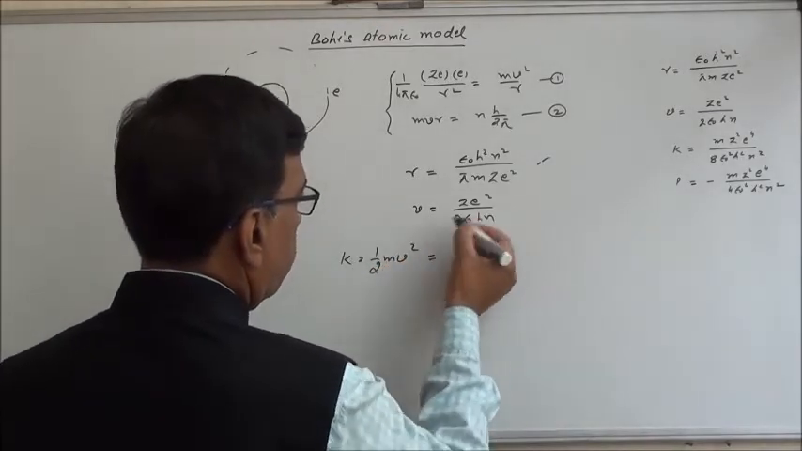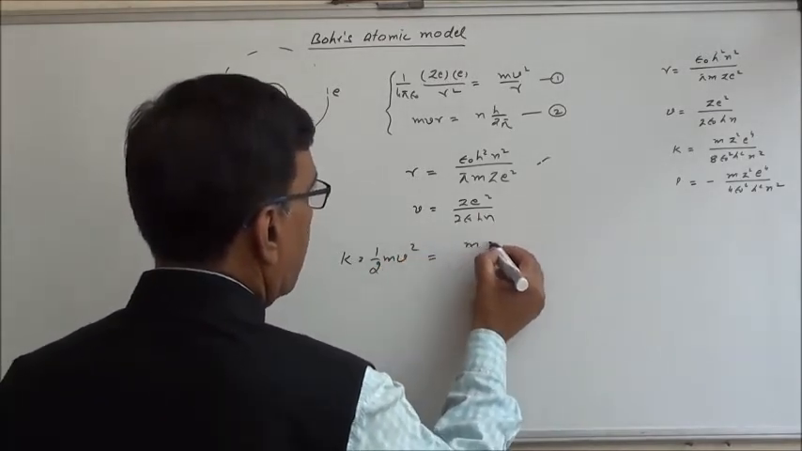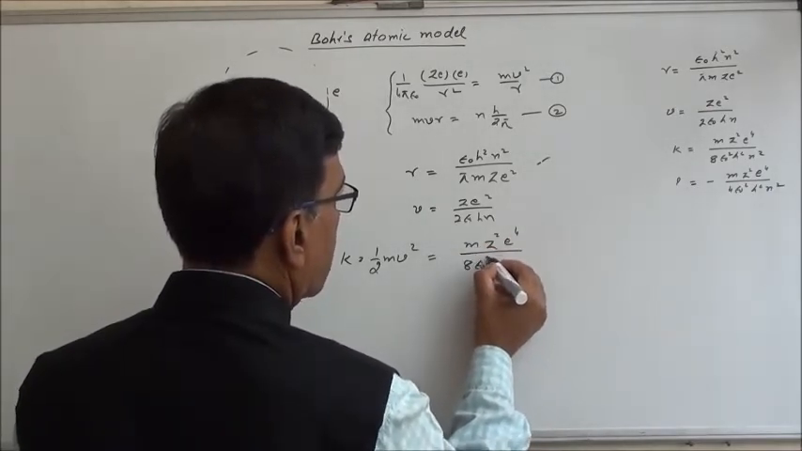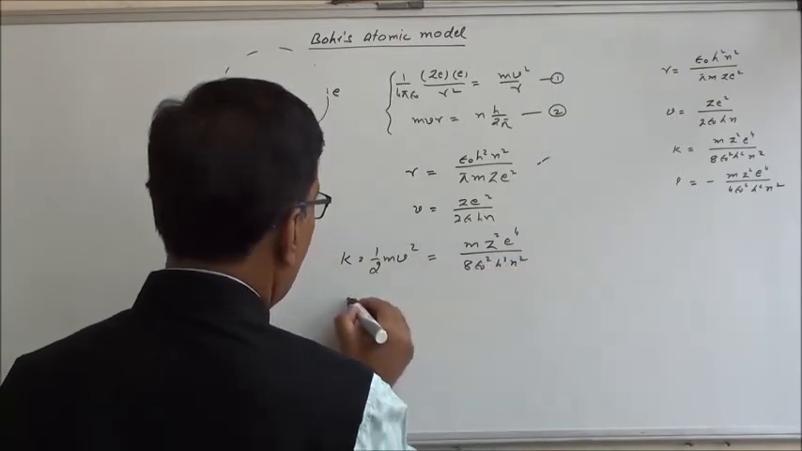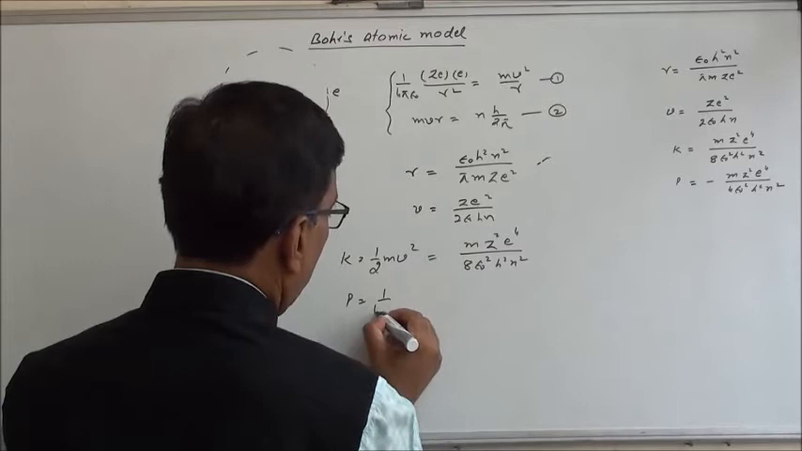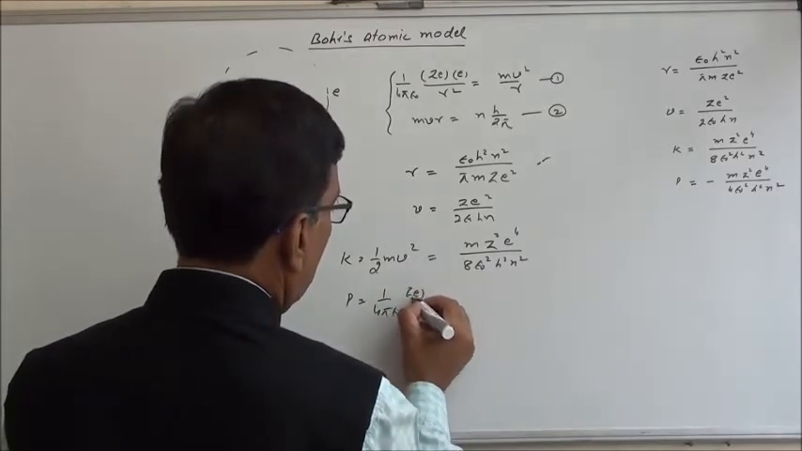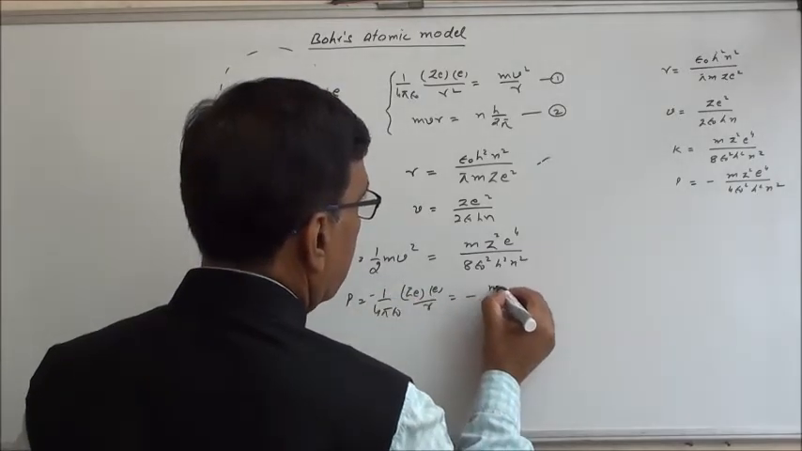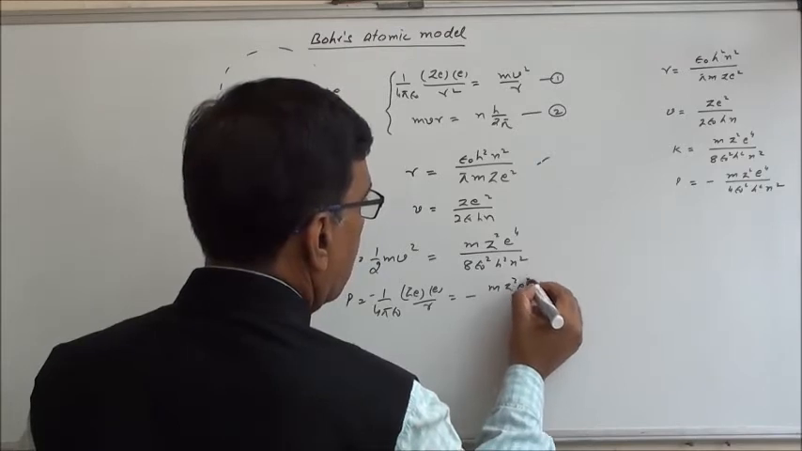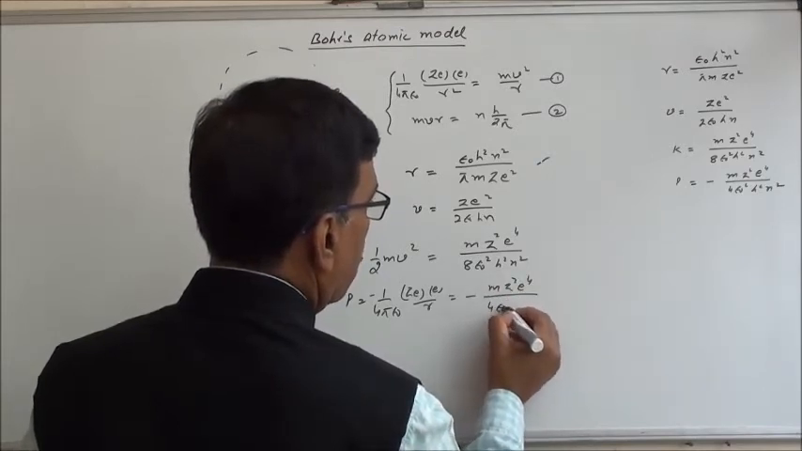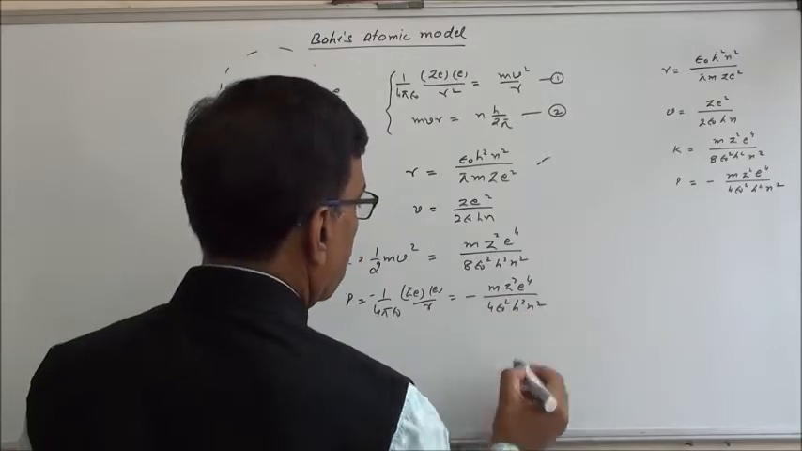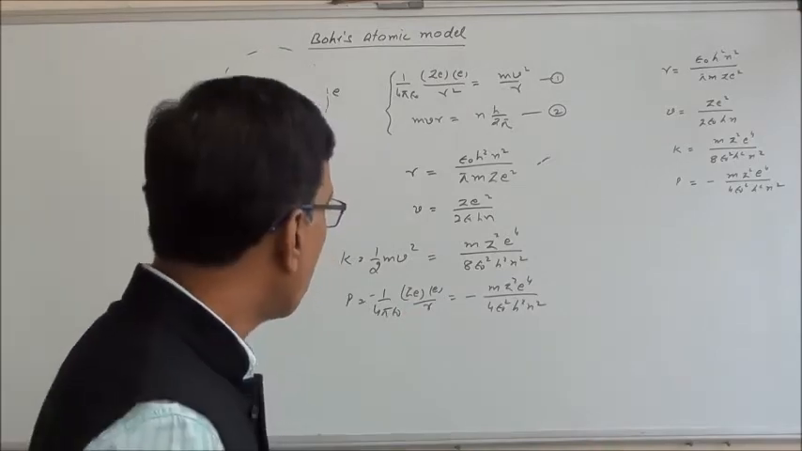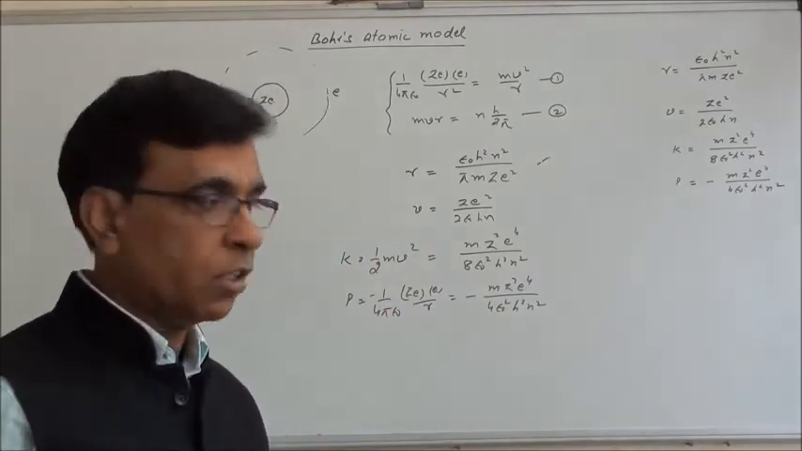Half mv square, put the value of V here, it comes out to be m Z square E4 upon 8 epsilon naught square H square N square, and then potential energy 1 by 4 pi epsilon naught Q1 Q2 by R. Substitute the value of R with a minus sign. M Z square E4 upon 4. Potential energy is minus because the force is attractive. Okay, so this is the value of kinetic energy, this is the value of potential energy.